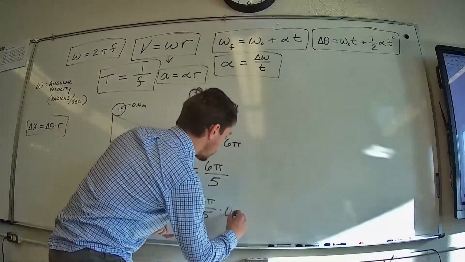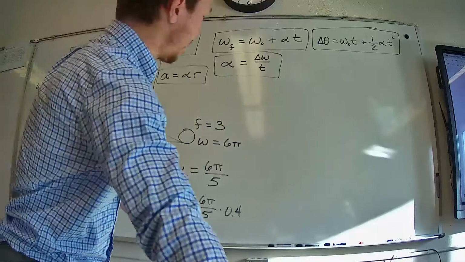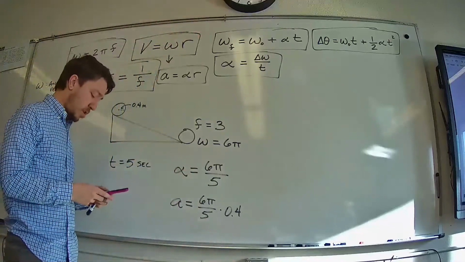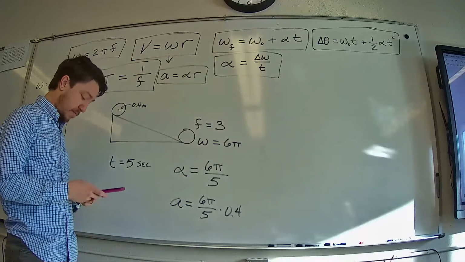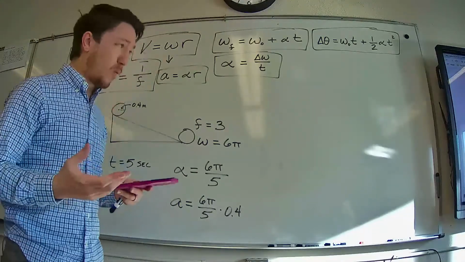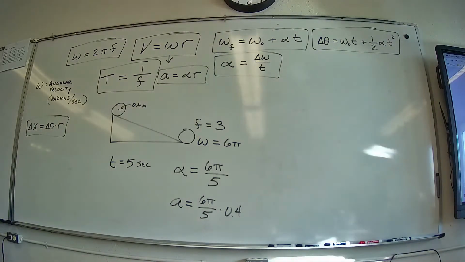The answer choices seem to suggest this is a calculator question, because they're all just decimals. So I take my calculator and say, what's 6 times pi divided by 5 multiplied by 0.4? I'm getting about 1.5. 1.5079. And there we go.